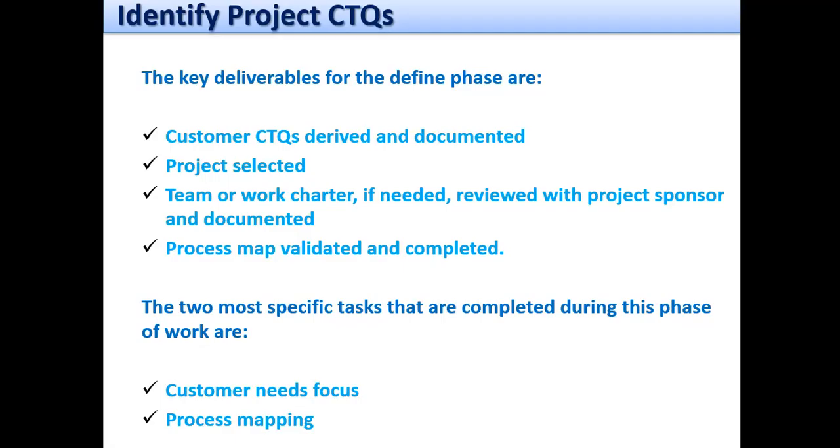Once again, project CTQs, customer CTQ derived from and documented. The project is selected, the team is identified, and there's a charter so people know what to do, when and how. Process map to validated and completed. The two most specific tasks that are completed during this phase, which is identifying project CTQs, is the customer needs. We need to focus on that. And again, the process map is key. Process map is key in Six Sigma.